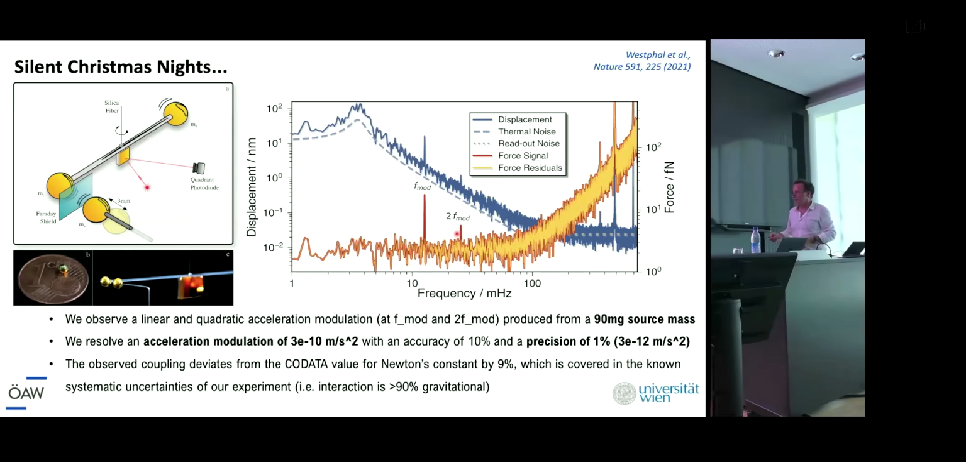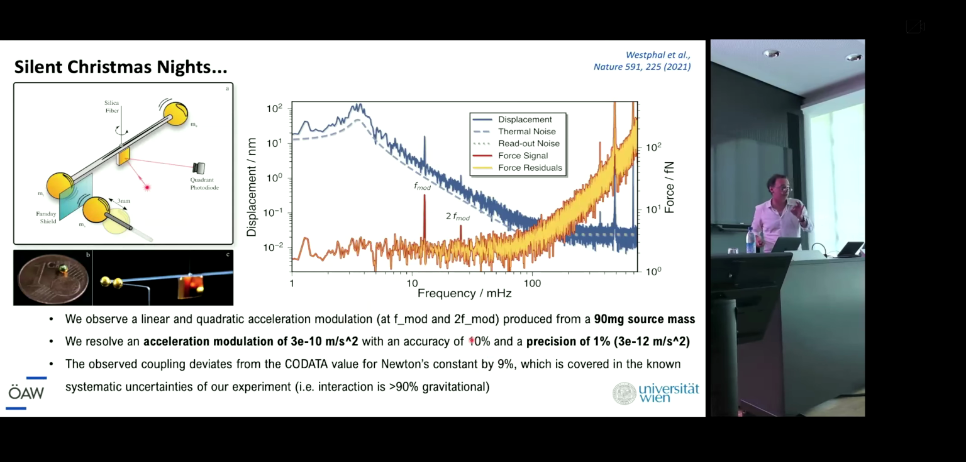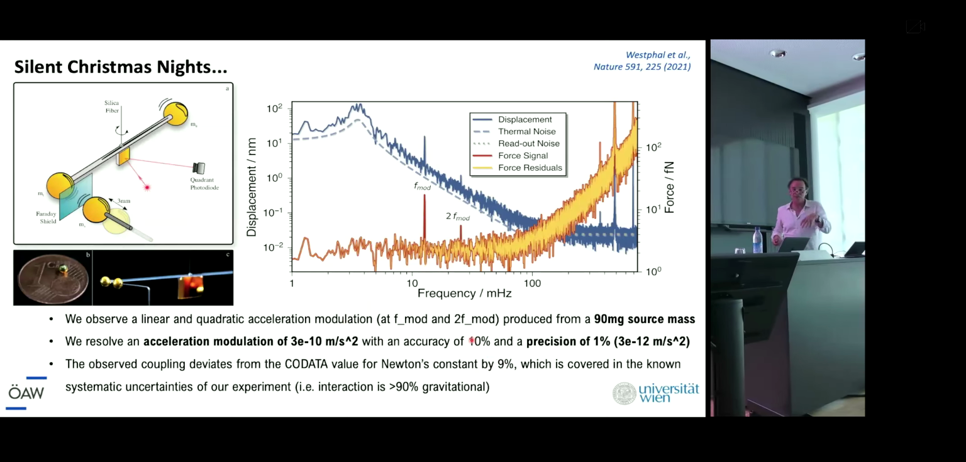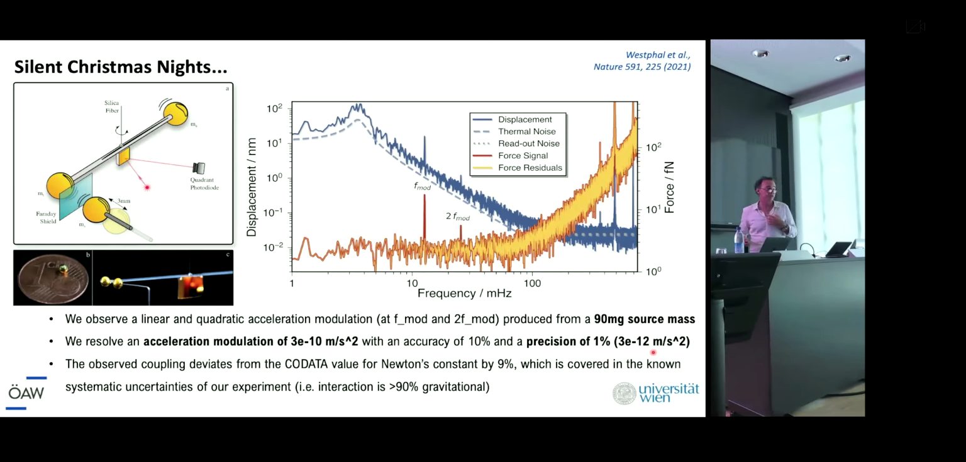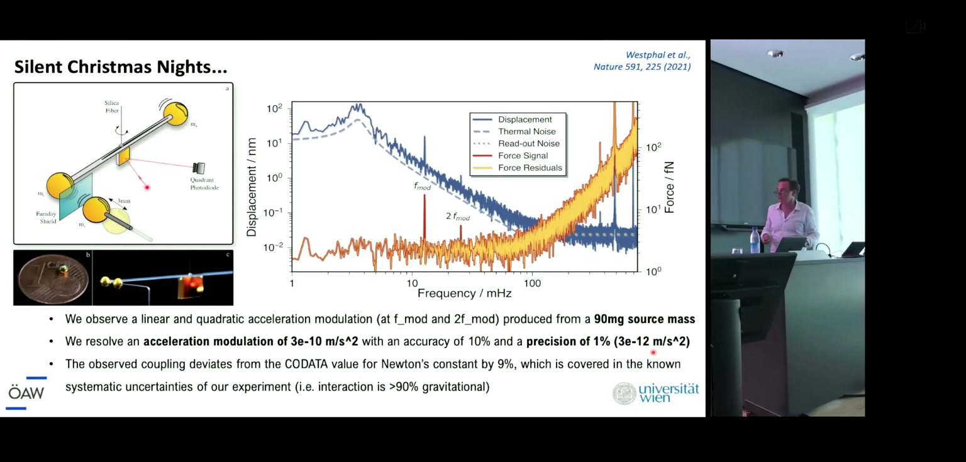So the accuracy that we managed to achieve in the experiment was 10%, which is okay because we did not plan to have a precision experiment. And this was all within the systematics of our experiment. And the precision was nice, on the order of 10 to the minus 12 meters per second squared. So there was a 1% precision level. So this is actually a quite nice sensitive method.